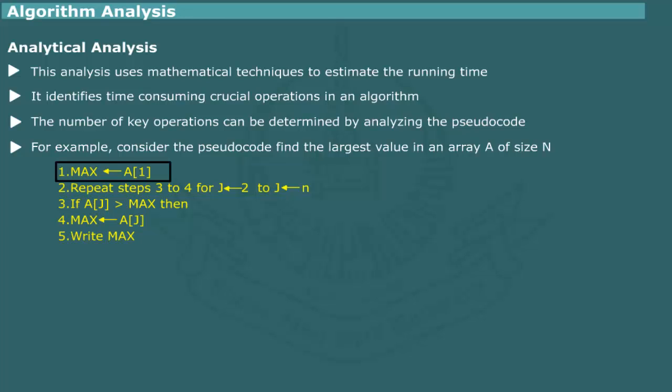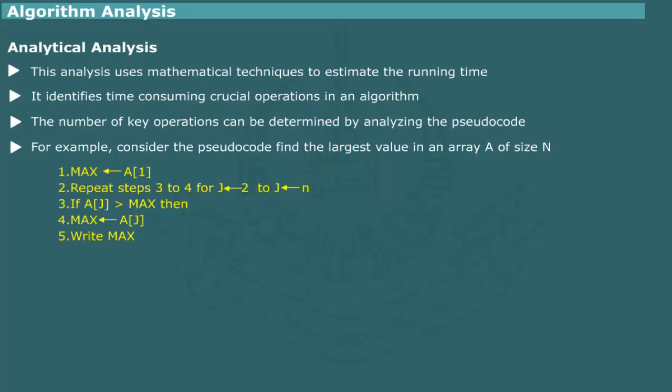Step 1 defines a temporary variable max, which is assigned the first element A[1] of the array. Step 2 and step 3 compare other elements A[2], A[3] to A[n] with max. When an element greater than max is encountered, the value of max is replaced with the current element. Thus, at the end of the loop, max would contain the largest array element.